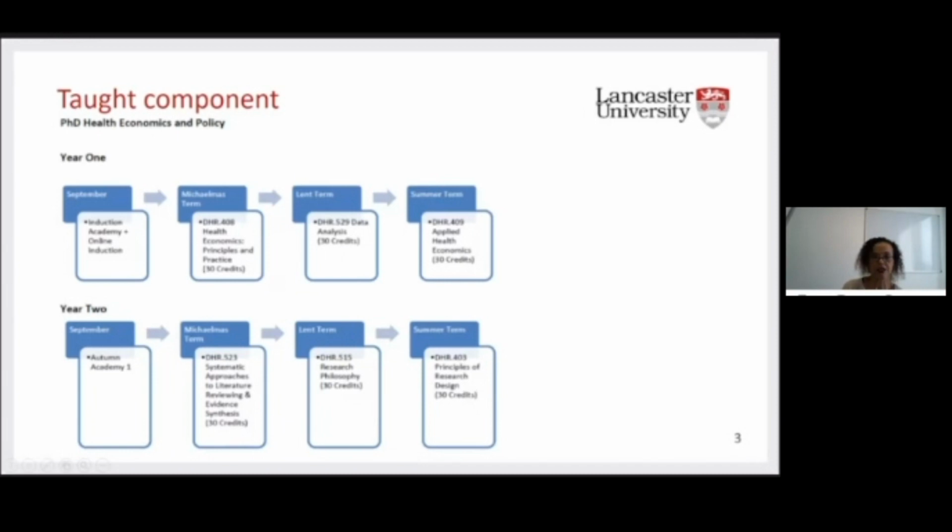In the second year, all our students, both PhD and MSc, do the systematic approaches to literature reviewing and evidence synthesis in the Michaelmas term. Then the PhD students do a module on research philosophy and principles of research design, and the students enrolled in the masters use these last two terms to complete their dissertation.